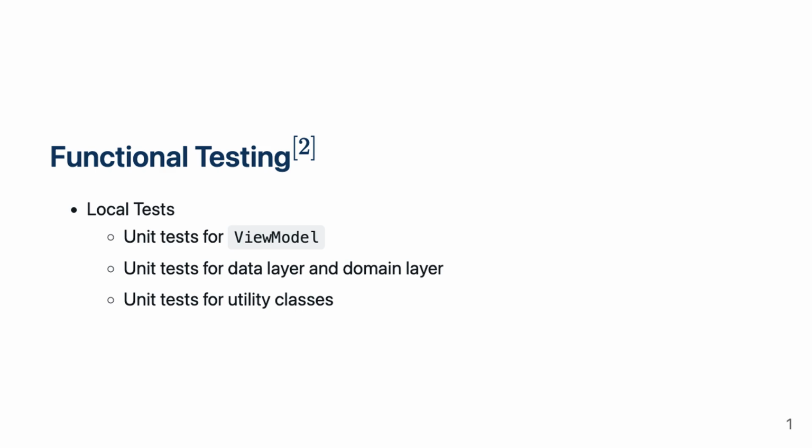tests. The official documentation lists the following 3 items that should be tested with local tests: view model unit tests, data layer and domain layer unit tests, and utility class unit tests. In this video, we will first take a closer look at the first and second items.